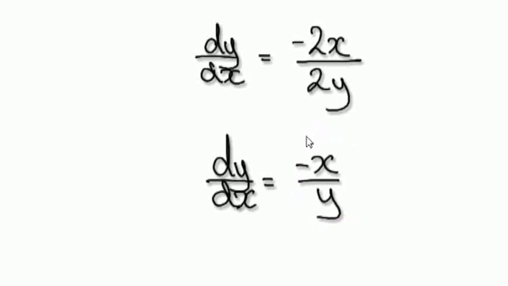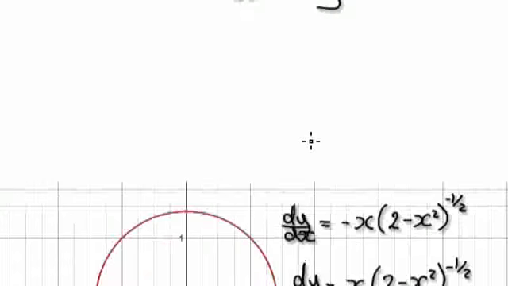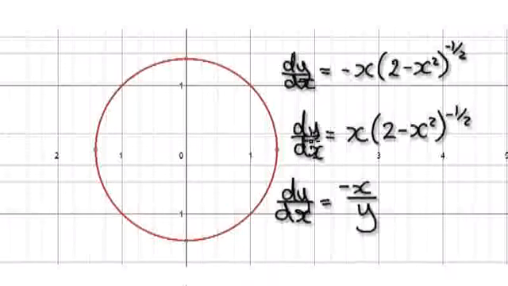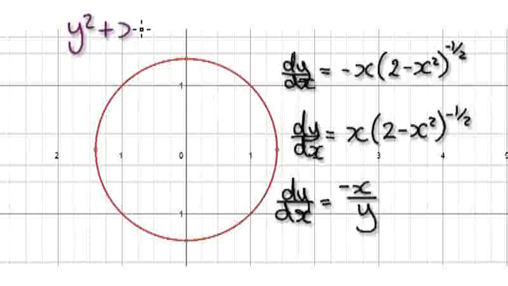If you want to know the gradient, let me just summarize. We started out with a circle like this, and the equation was y squared plus x squared equals, what was it?